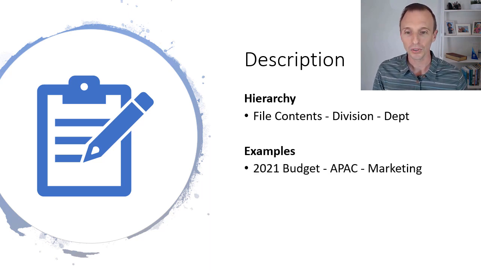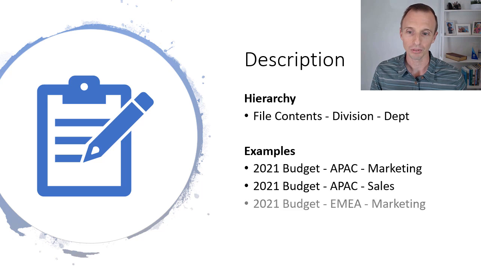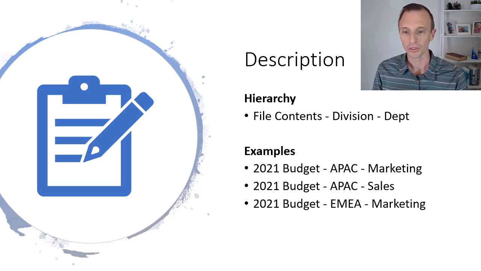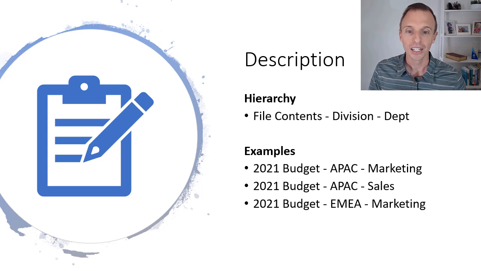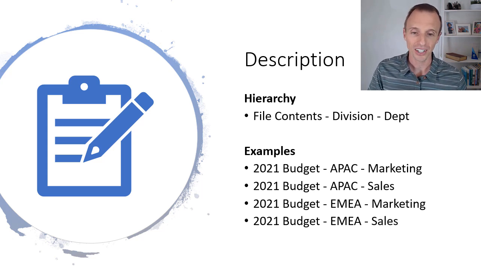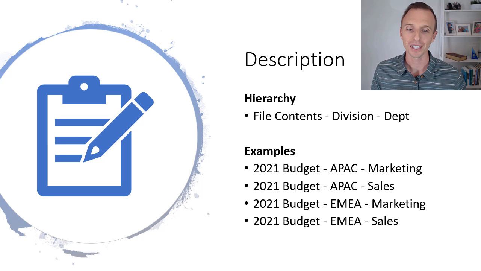I have some examples here. Budget files could look like this, where we first start with the file contents, what describes what's in the file: 2021 budget, dash APAC, dash marketing, dash APAC, dash sales, and then dash EMEA, dash marketing, dash EMEA, dash sales. That helps put the files in order, in a structure. And we'll jump over to File Explorer to see how that works.